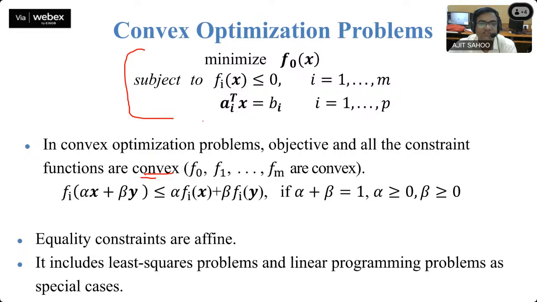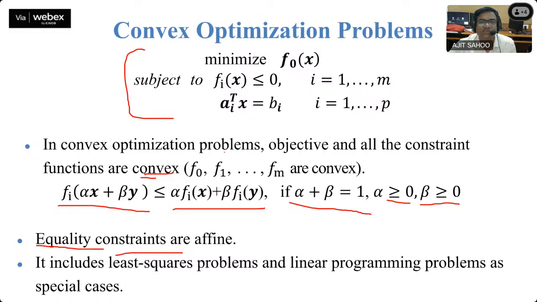But each function has to obey this condition, that is fi(alpha x + beta y) is less than or equal to alpha fi(x) + beta fi(y), if alpha plus beta is equal to 1, alpha is greater than or equal to 0, and beta is greater than or equal to 0. So this is called a convex optimization problem. And this is the equality constraint. You see the equality constraint is affine.